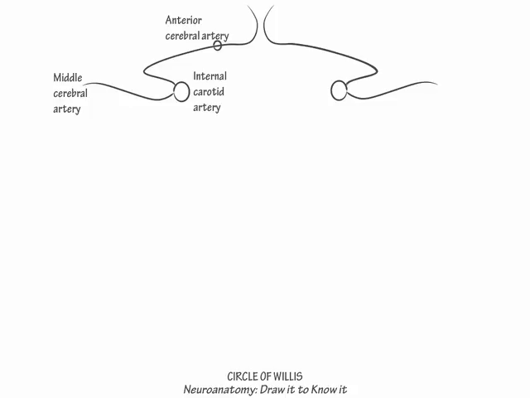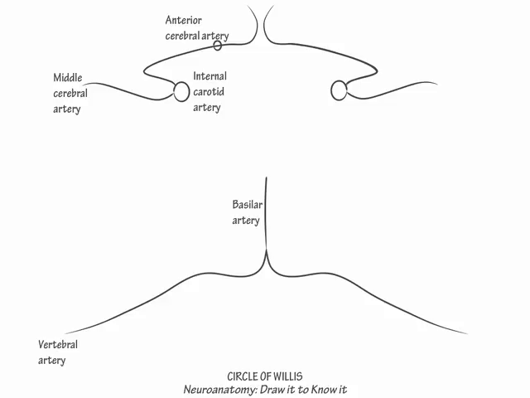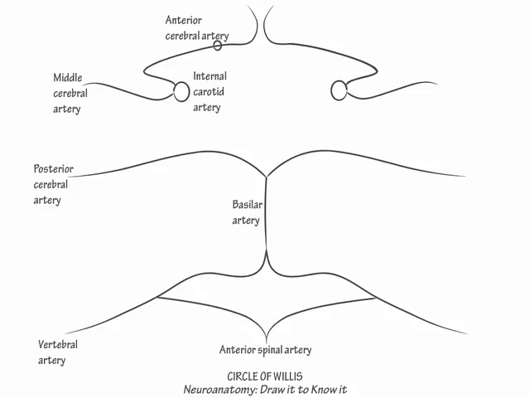Next, at the bottom of the diagram, show that the two vertebral arteries join to form the basilar artery, and then show that the basilar artery ascends the brainstem. At its apex, show that the basilar bifurcates into the posterolaterally directed posterior cerebral arteries. Now show that branches of the vertebral arteries combine inferiorly to form the anterior spinal artery.